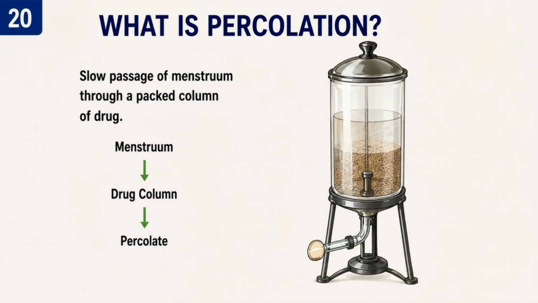As it moves, soluble constituents will dissolve. The liquid leaving the percolator is called the percolate. Simple flow: menstruum goes down the column and percolate comes out.